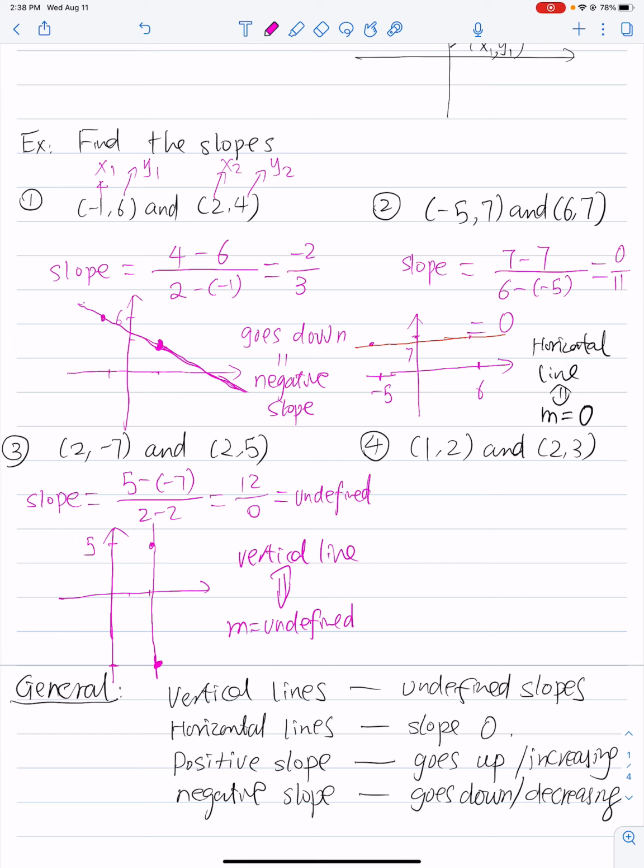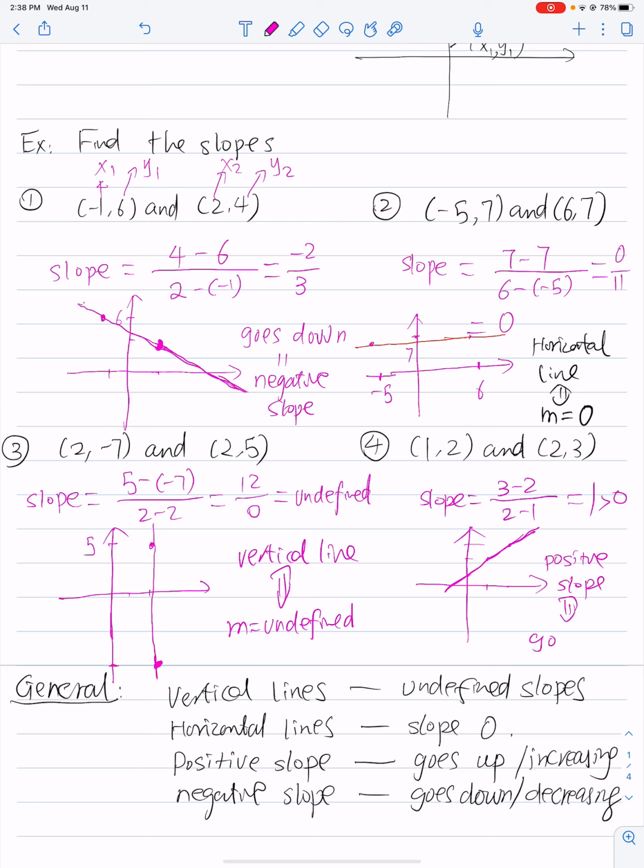Okay, the last one. The slope will be equal to y2 minus y1, 3 minus 2, over 2 minus 1, which is 1. So 1, 2, 2, 3, so a line like this. So what happened? Positive slope. The line goes up. From left to right the line goes up, increasing.